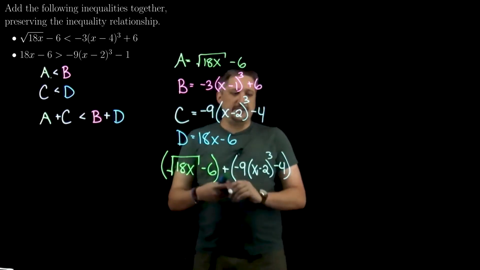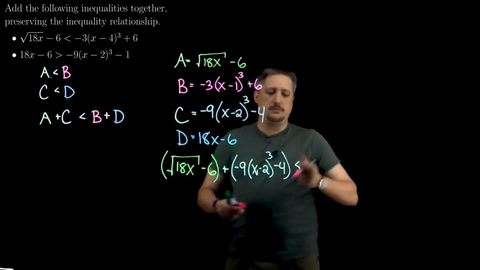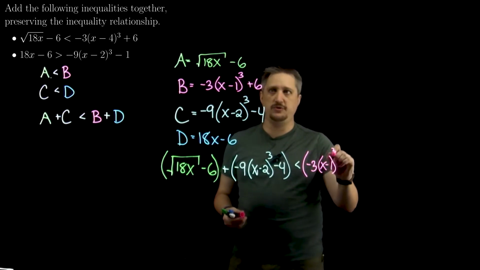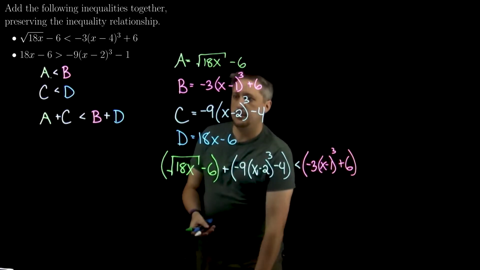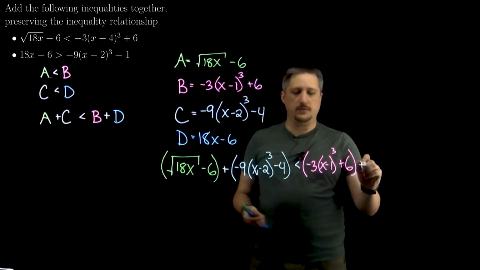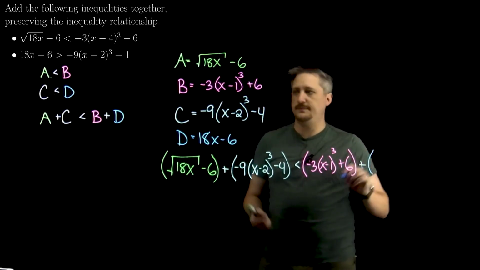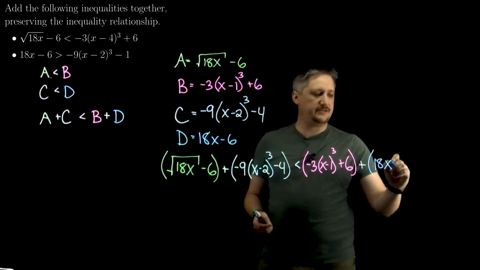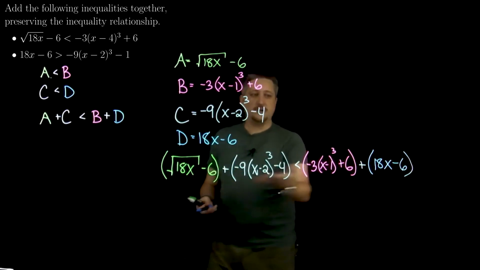And that is going to be less than B. B is minus 3, x minus 1 cubed plus 6, plus D. And D is 18x minus 6. And that's it. This is my inequality right here.